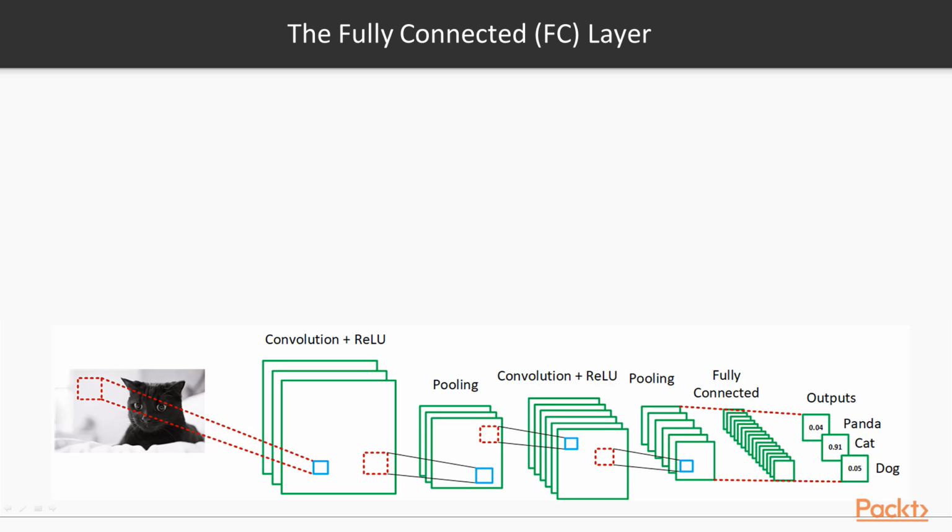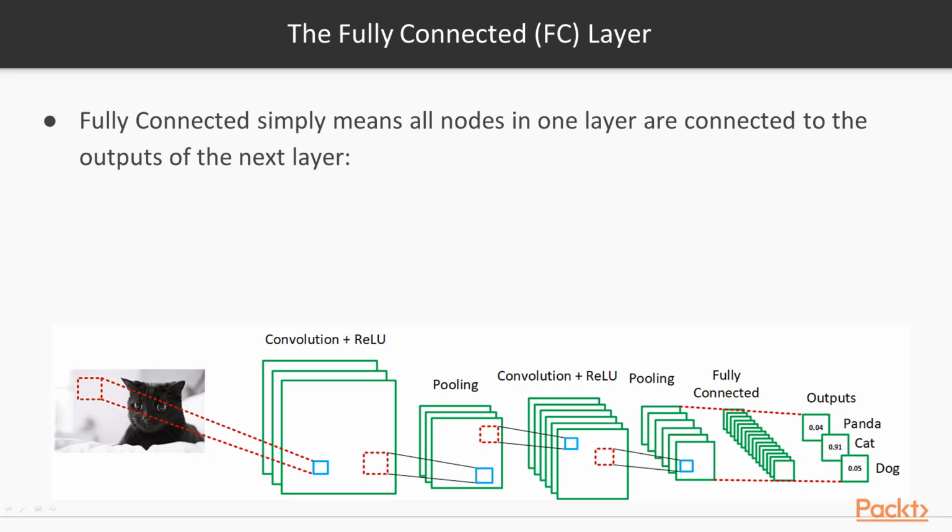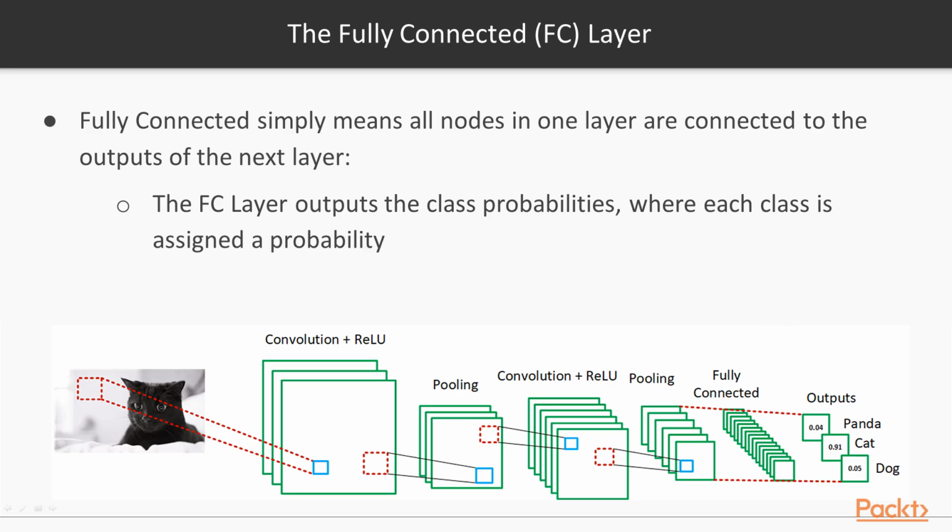So now let's lastly look at the fully connected layer, also known as the dense layer, which you'll find out shortly in the code. Fully connected simply means all the nodes in one layer are connected to all the outputs in the next layer. The FC layer, where FC stands for fully connected, outputs class probabilities where each class is assigned a probability.